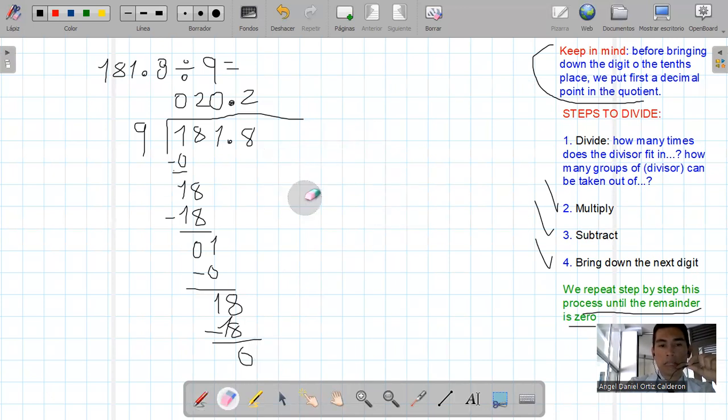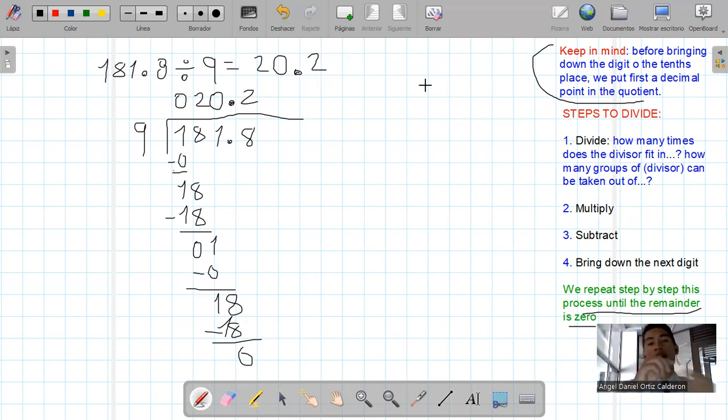Well, guys, the division is over. And what is the result? The result is 0. The 0 is on the hundreds position, right? So we don't have any hundreds, any groups of 100. Number 2 is in the tens place, right? So we have 2 tens. And number 0 is in the ones place. We have 0 ones. This is the decimal point. And the number 2 is in the tenths place. So we have 2 tenths. So the answer is 20 and 2 tenths, right, guys?